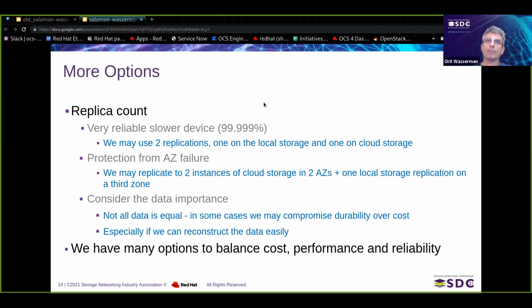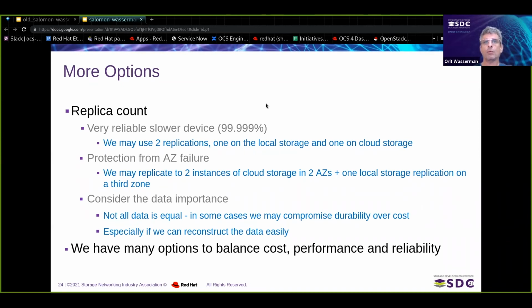Two, currently, AWS EBS volumes are available only in a single availability zone. If we want to protect against availability zone failure, we may want two replicas of the slow storage on two different AZs. Three, some data is less important and requires less availability and durability than other types of data. In this case, we may have fewer replicas.